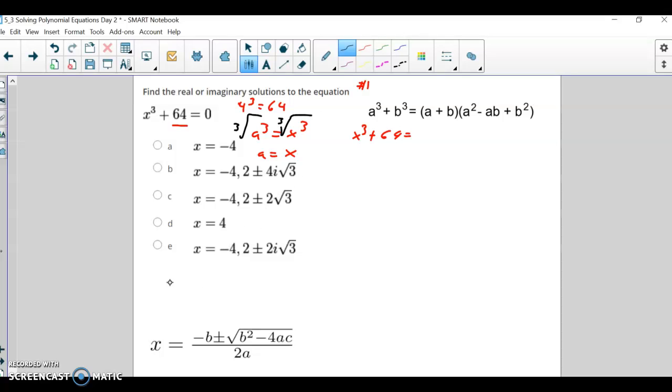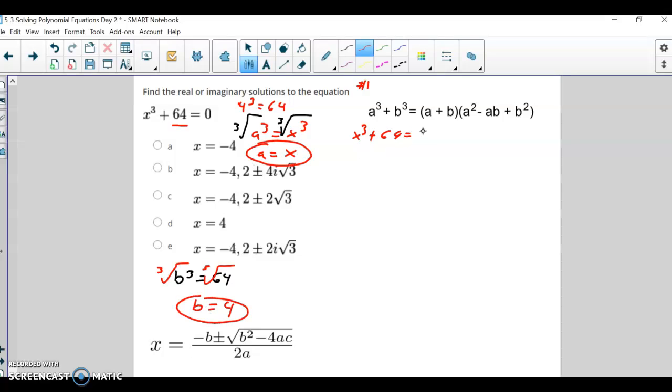And then for b, this 64 is the b cubed. So b cubed is 64. So basically do a cube root again, all right? Cube root, and that will get us b to be 4. All right, so basically a is equal to x and b is equal to 4.